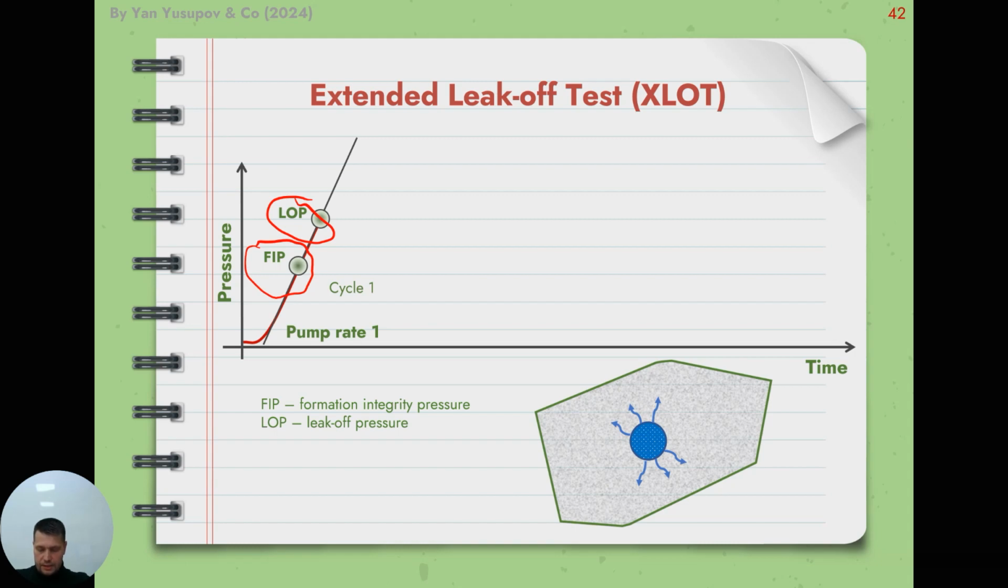As the pressure increases, at some point the pressure curve departs from linearity. This departure from linearity is the leak-off point. After departure from linearity, pressure is typically seen to increase at a lower rate until the maximum pressure is reached, and this pressure is called the formation breakdown pressure.